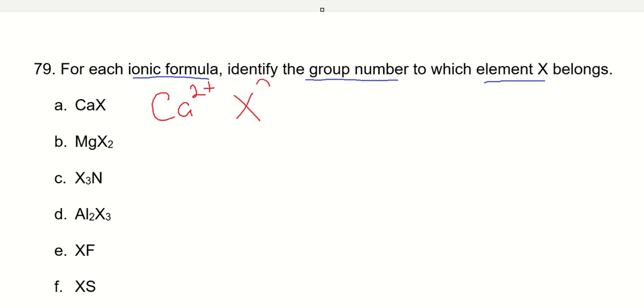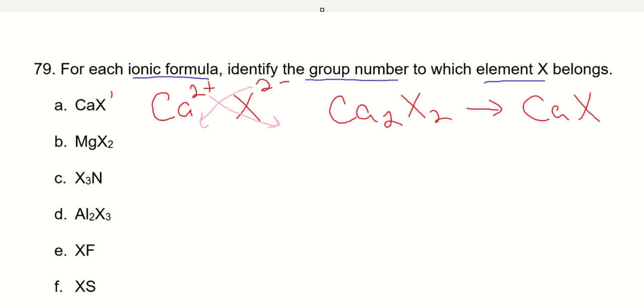All right, so if you got 2 negative here, you crisscross these numbers to the subscript of the other element, and then you reduce. Then you get your original formula unit, which is CaX. So the answer to A is group 16, and if you have an older periodic table, group 6A. All right, let's move on to B.